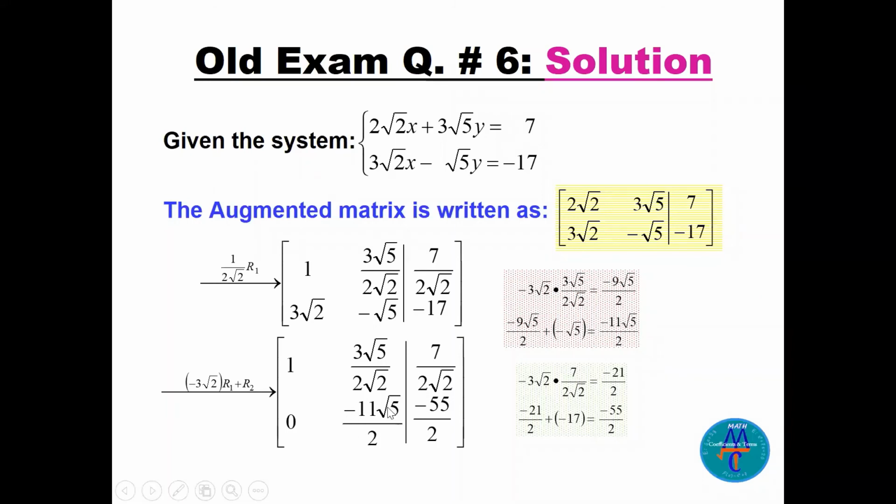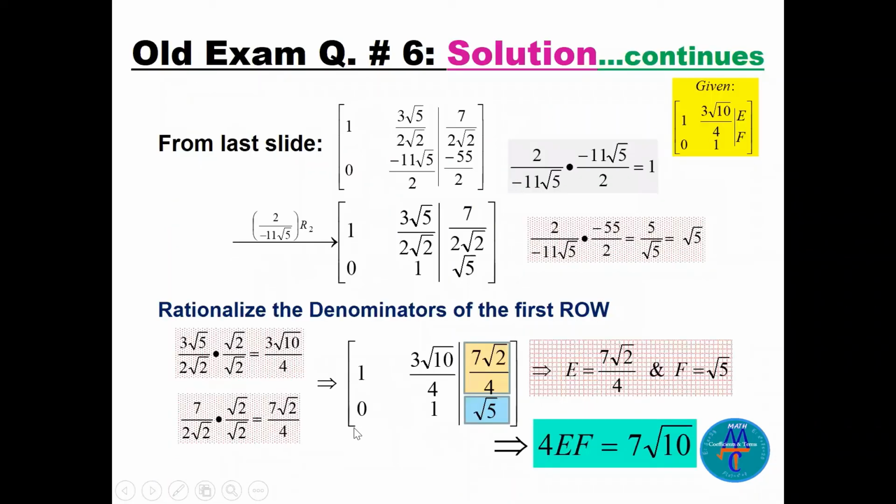So to make this number 1, you have to multiply by the reciprocal, which is 2 over minus 11 square root of 5. We can do that. Here, multiply by this. So you get all 1 here. And then multiply minus 55 over 2 by 2 over minus 11 square root of 5. You cancel the 11, you cancel the minus, you get 5, you cancel the 2 also, 5 over square root of 5, which is square root of 5. So I write it here.